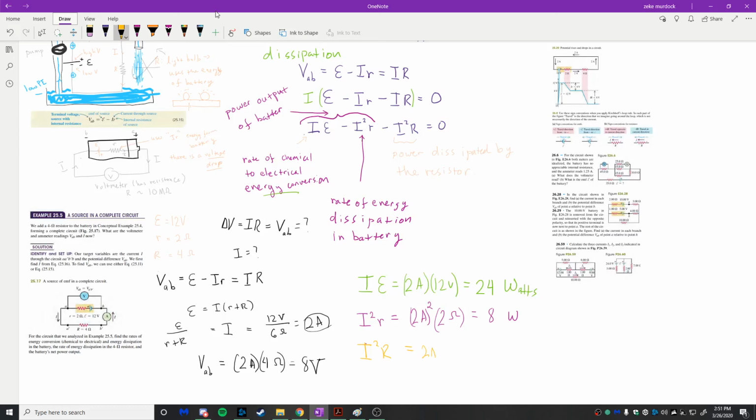So that's again going to be 2 amps. That's our current. The current flowing through the whole system is the same, multiplied by the resistor, which is 4 ohms. And so 4 times 4 is 16. You'll notice they all sum up, like this plus this is equal to 24, right? And then finally, the battery's net power output is just going to be 24 minus 8, which is 16 watts. There we go.